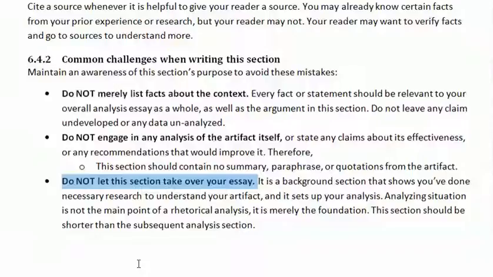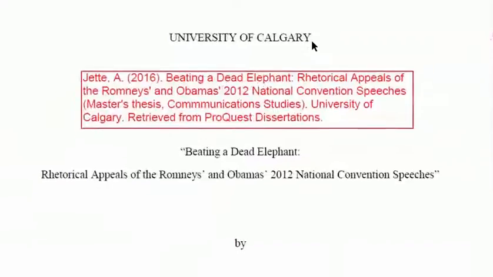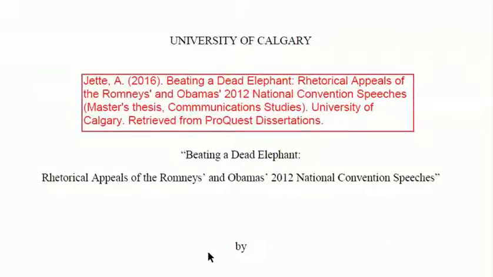So what I'm going to do now is look at a sample I've posted in D2L under, I believe, some resources area in D2L content. A sample thesis written by an MA student of mine, former MA, and I'm just going to go there. This is the first page of the thesis. There's the reference for you. It was a study of the Romneys, both Mitt Romney and his wife Anne, and the Obamas, both Barack Obama and Michelle Obama. They gave speeches, so there's 4 speeches, during the 2012 National Convention in the United States. That's the artifact she was analyzing.